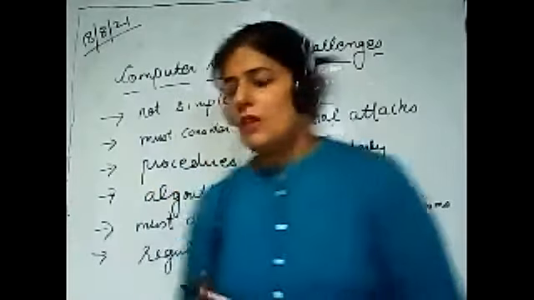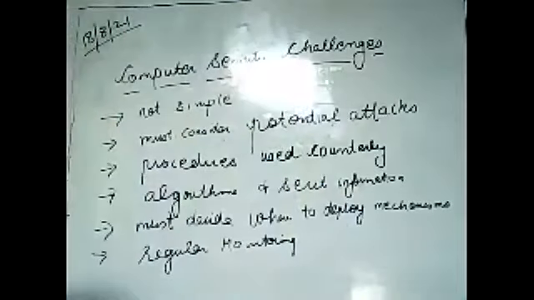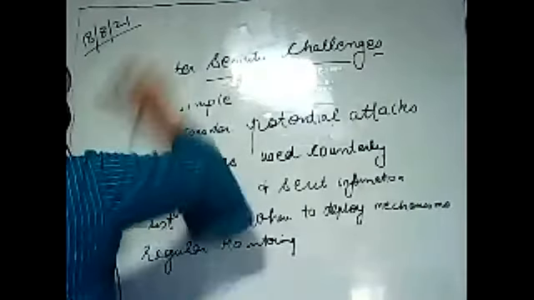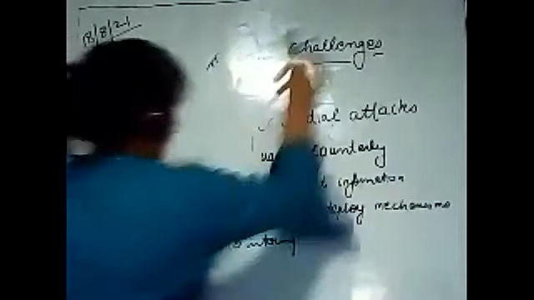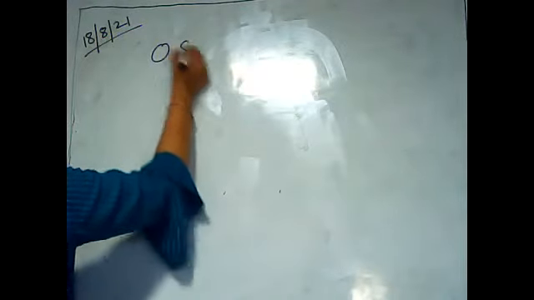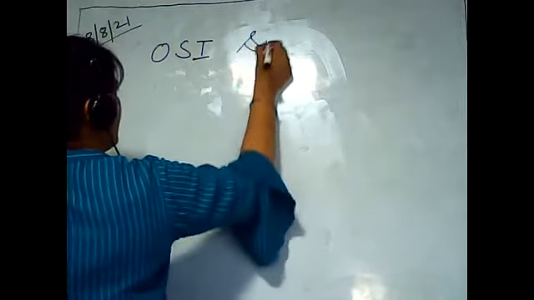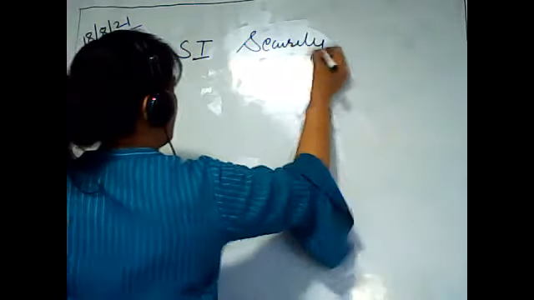Clear? So this was all about the computer security challenges we are having. The next thing is the security architecture. We will discuss the security architecture over here. For that we are using the OSI security architecture.